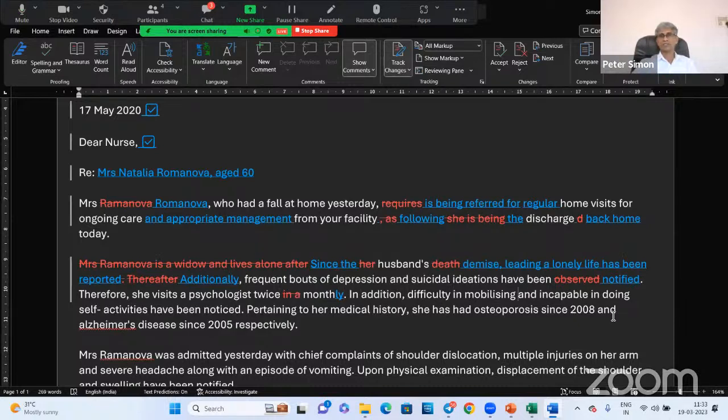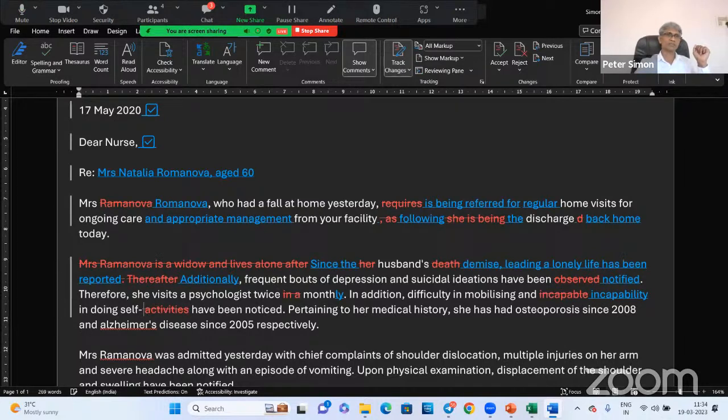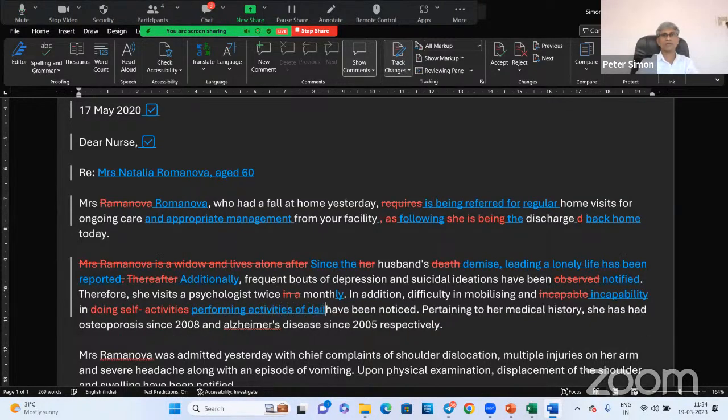In addition, difficulty in mobilizing and incapable in doing. In difficulty, then here also incapability. Inability. Incapability. Doing self activities. What do you mean by self activities? Performing activities of daily living. Difficulty in mobilizing and incapability in performing two things have been notified. Noticed, not noticed, informed.